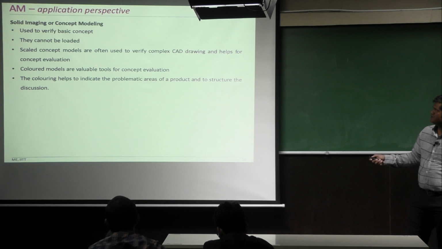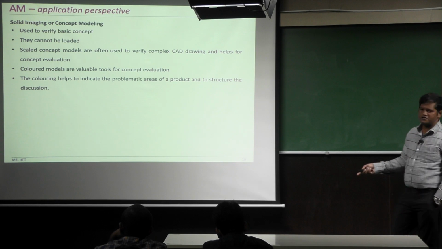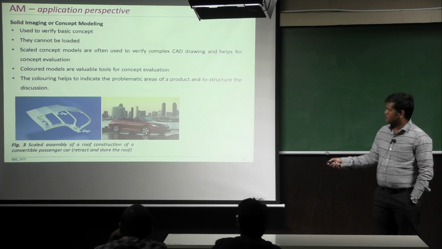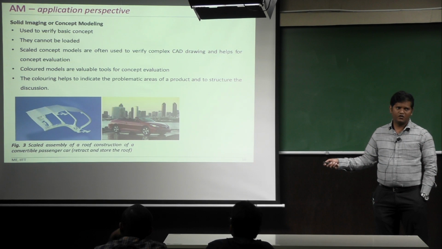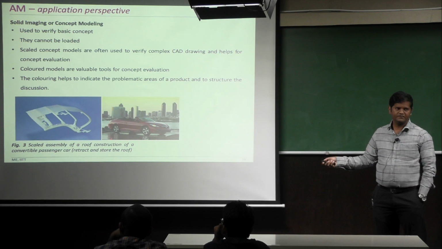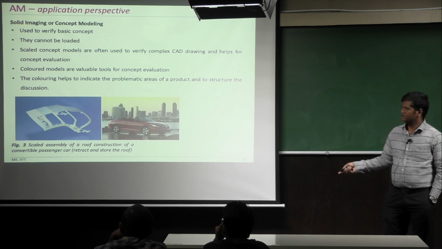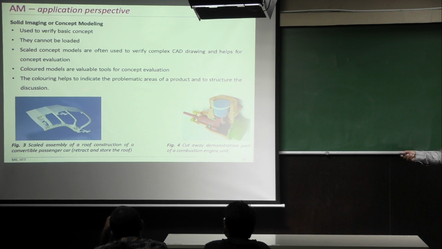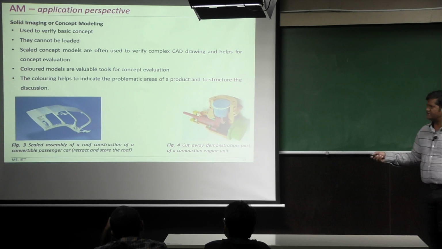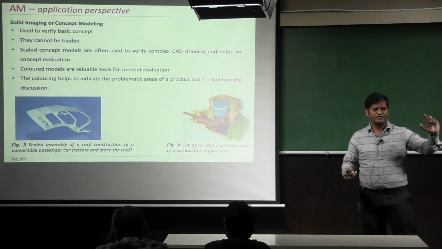And the scaled concept models are often used to verify this CAD model, and colored models are valuable tools for concept evaluation. In the sense, so let us say this is the concept model for the rooftop corresponding to this car. Anyway, you can't use it here. Just it gives us a feel of the final shape as per the design. And it's also possible to have different colors for different components, and if you have different colors for different components, it is easy to judge, okay, this color component is having the defect. This is easy for judging.